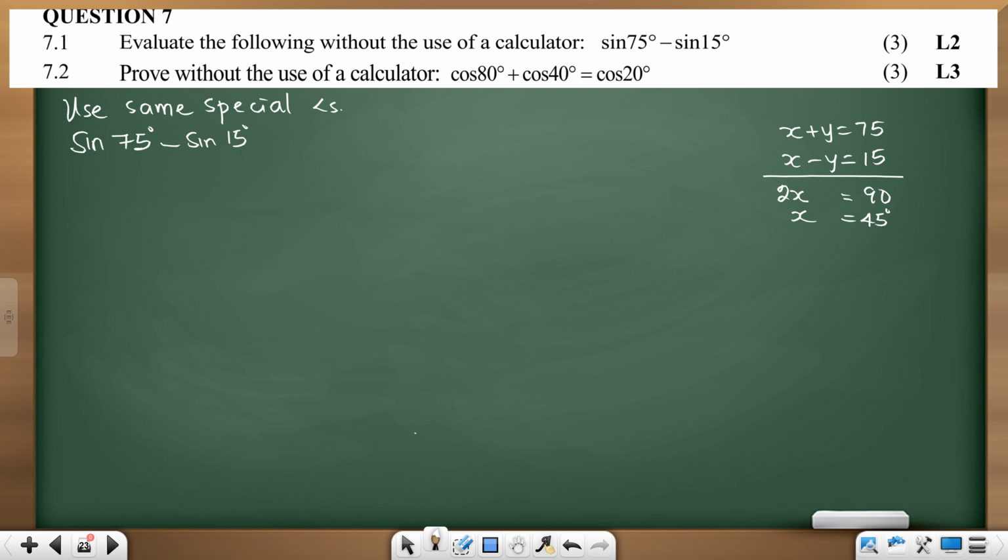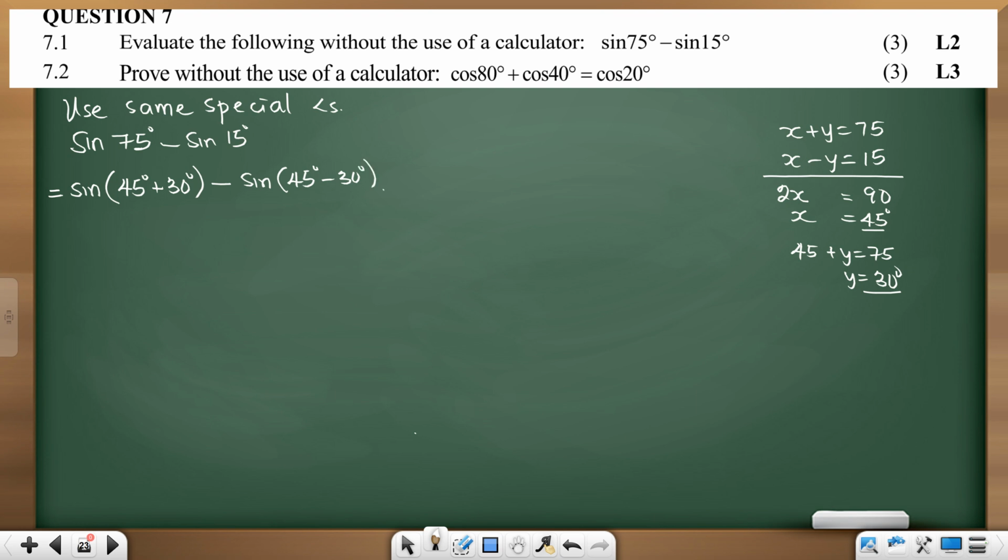If I throw it back in, this is a long way, but I need to make you see. 45 plus y. So what is y? Do you notice another special angle? That means I can write my sine 75 as sine 45 degrees. Remember, no calculators. Minus sine 45 degrees minus 30 degrees.